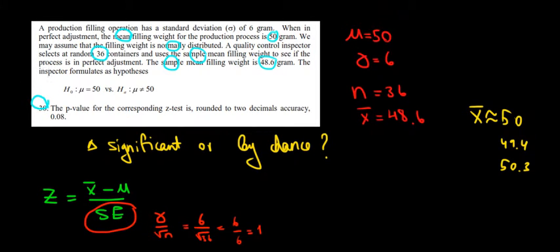Now what's going to be the z-value for this test? The z-value is going to be the difference between 48.6 minus the population mean, which is 50, divided by 1. And that's equal to minus 1.4. Now what we're looking for is the p-value for this z-test. So let's solve this on a graph so that we understand better.